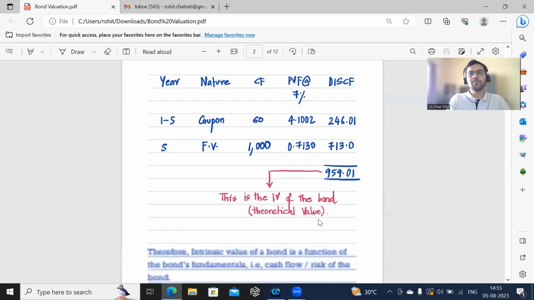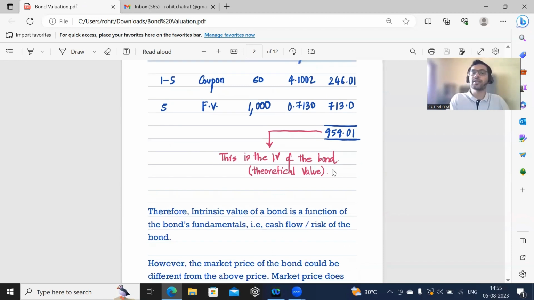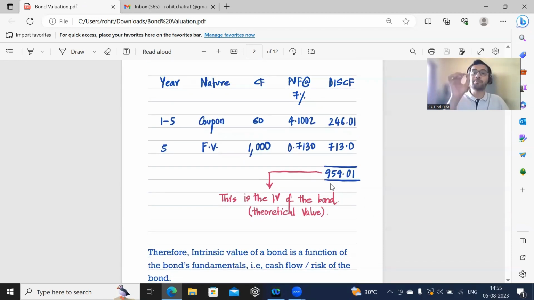particular bond. All right, now if you carefully look at it, this intrinsic value was purely a function of the fundamentals of a bond. By fundamentals, I mean one is the cash flow, the second is the risk. I'm calling it risk because risk is what goes into the required rate of return. So it is purely a function of the fundamentals, which is cash flow and the riskiness of the bond.